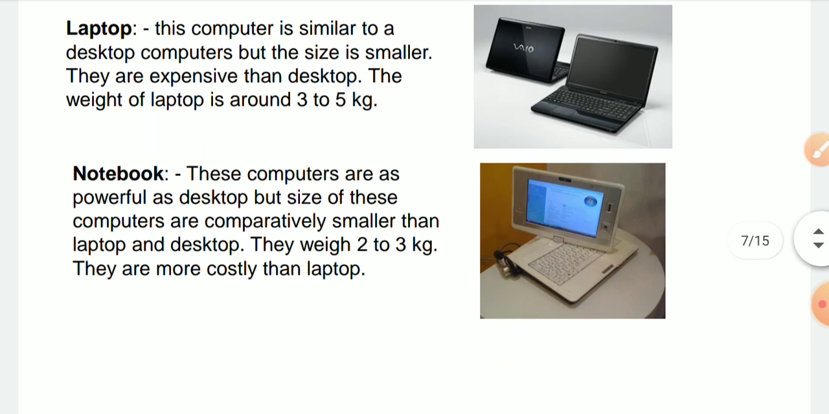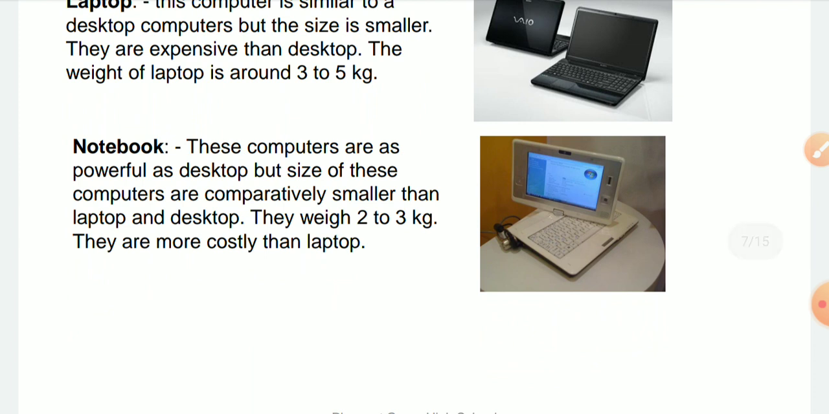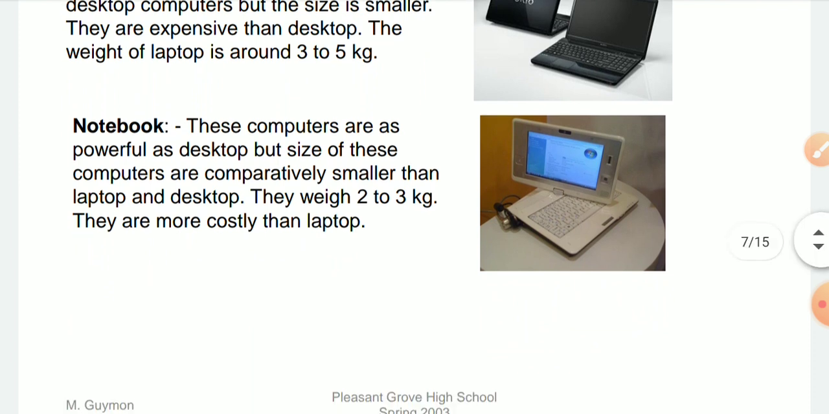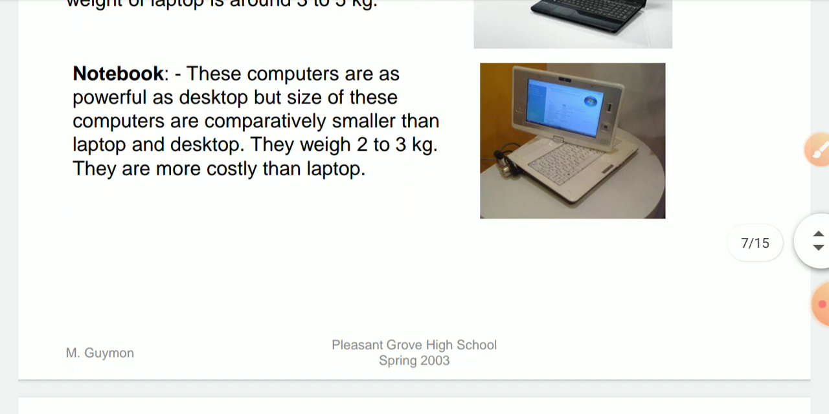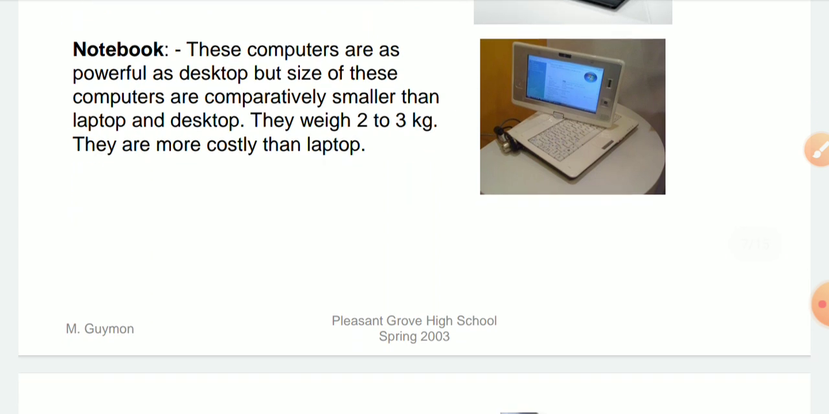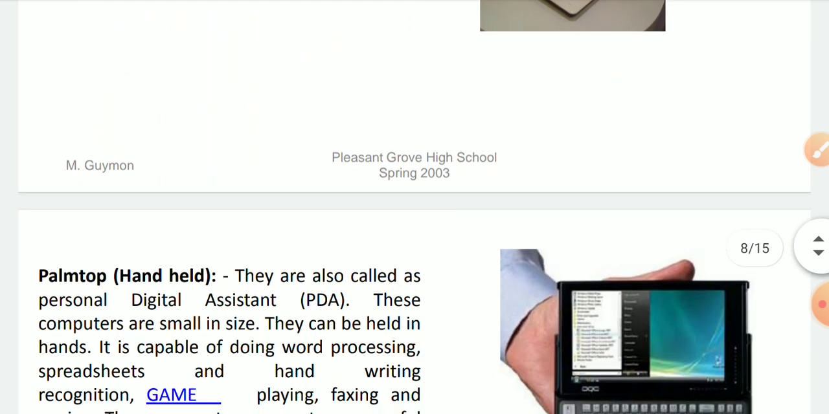Second one is notebook. These computers are as powerful as desktop, but the size of these computers is comparatively smaller than laptop and desktop. The weight is 2 to 3 kg. They are more costly than laptop. Why are these notebooks more costly than the laptop and the desktop? Because we can easily carry this computer in comparison to laptop and desktop.